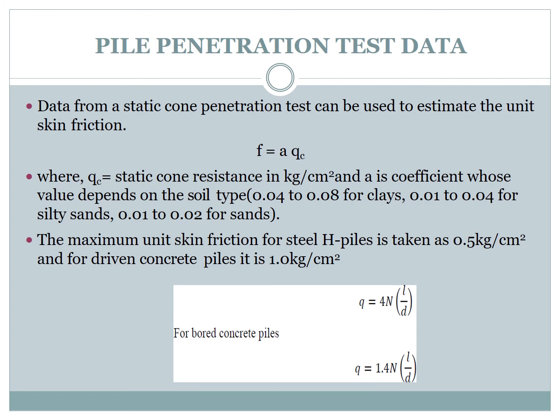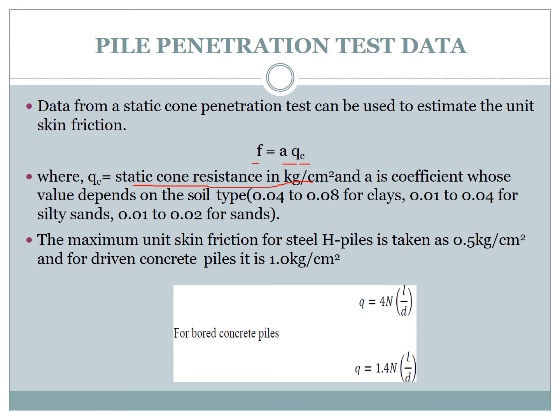Data from a static cone penetration test can be used to estimate the unit skin friction by the equation f = α Qc, where Qc is the static cone resistance and α is a coefficient whose value depends upon the soil type. For clay soil, the value of α is 0.04 to 0.08; for silty sand, 0.01 to 0.04; and for sand, 0.01 to 0.02.